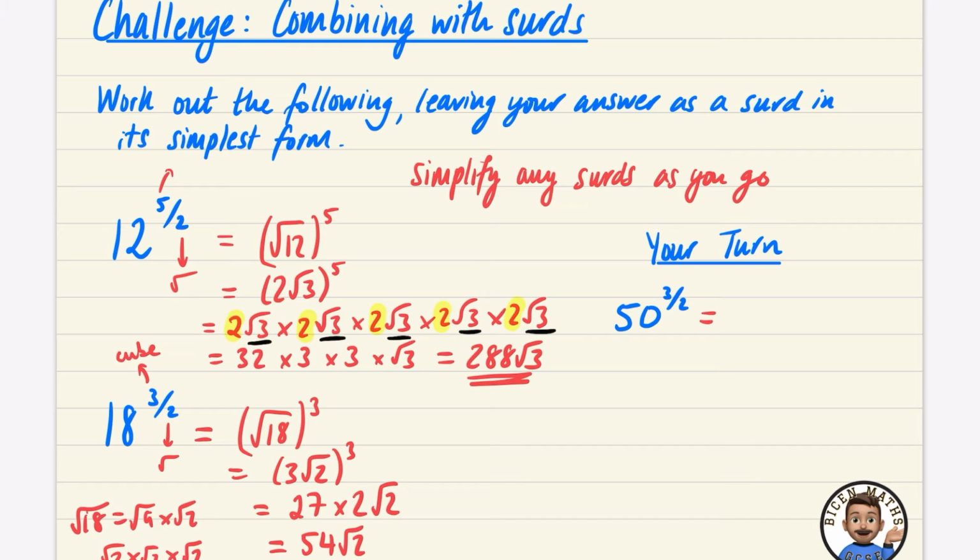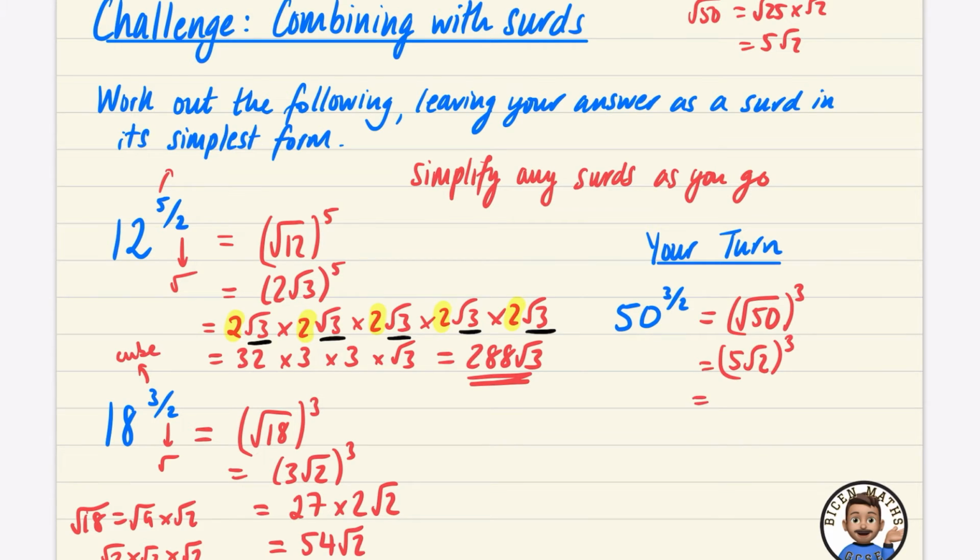Okay, so from the denominator part, it's going to be the square root of 50, all cubed. Now the square root of 50 is the square root of 25 times the square root of 2, so it's just 5 root 2. So it's going to be 5 root 2, all cubed.